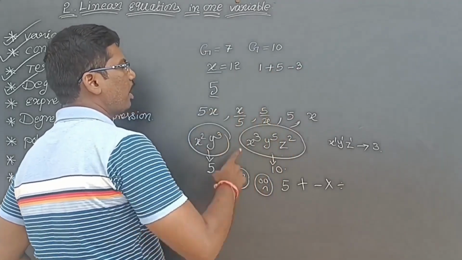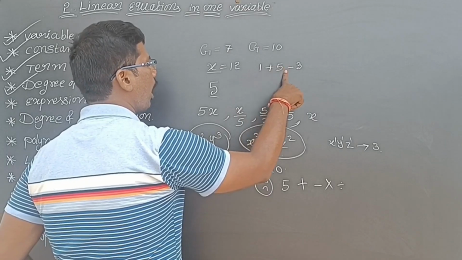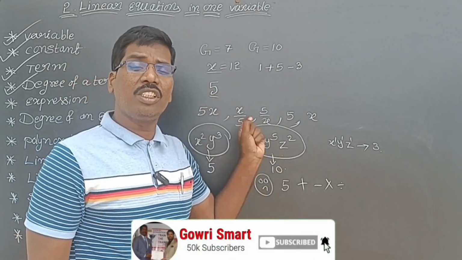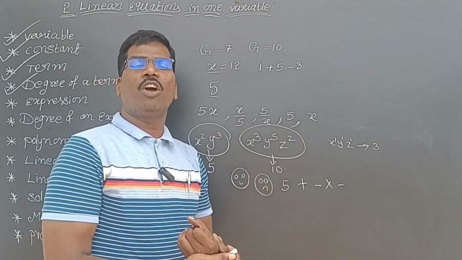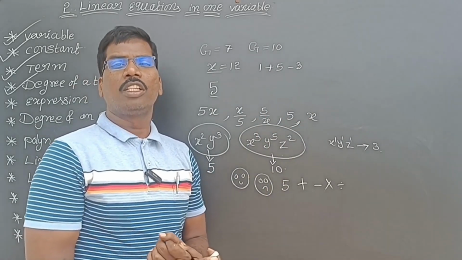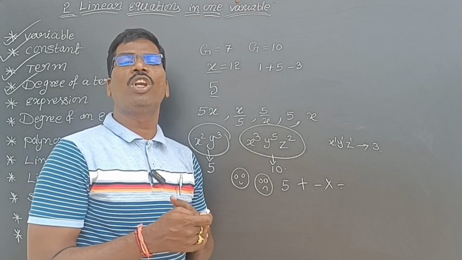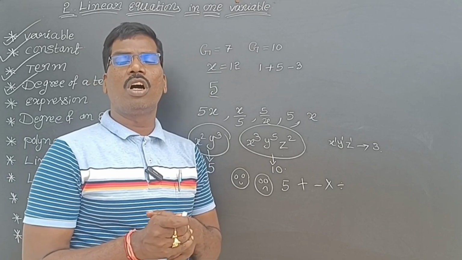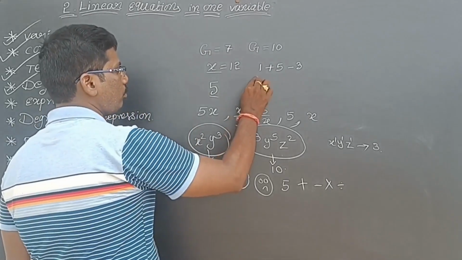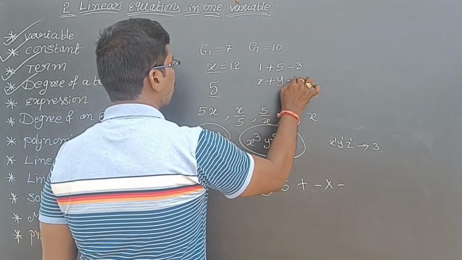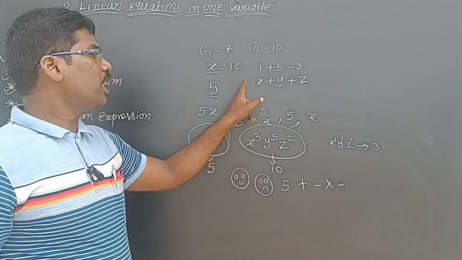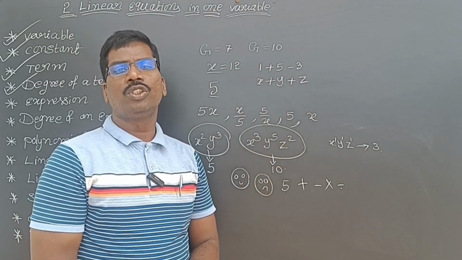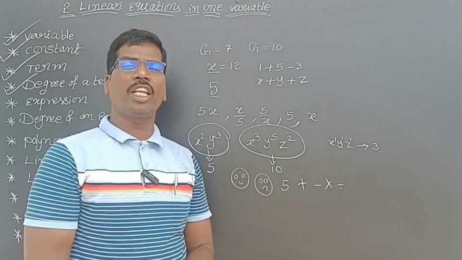See here, if I read this one, 1 plus 5 minus 3, what is this? Numerical expression. The expression which has only numbers in it with fundamental operations, plus, minus, into, division, is called a numerical expression. x plus y plus z: the expression which has variables in it is called a variable expression.